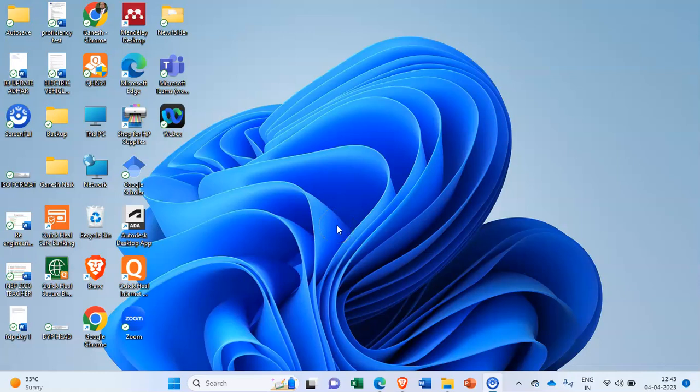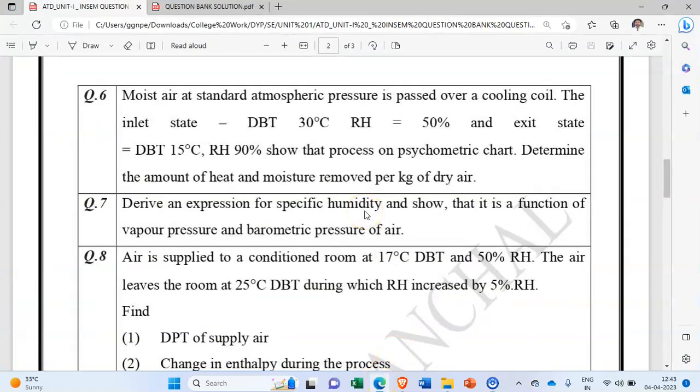Good afternoon, students. So, in the previous three videos, we have solved question number 1, question number 4, and question number 6 of the question bank. In the previous video, we solved this question number 6, and in that we have seen how to use the psychrometric chart to solve the numerical, that is, how to calculate the amount of heat removal or amount of moisture removal from the air. Okay. So this we have seen.